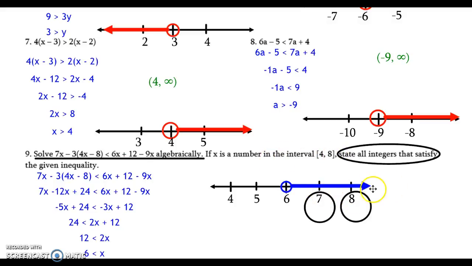We don't use 9, even though this arrow indicates that it's going on forever towards infinity, because x is a number in the interval from 4 to 8. It does not include 9, 10, etc. So our answer should be 7 and 8. If we were to write out an answer for it, it would look like this. The integers in the solution set are 7 and 8. We're going to move on to the next page of the review.